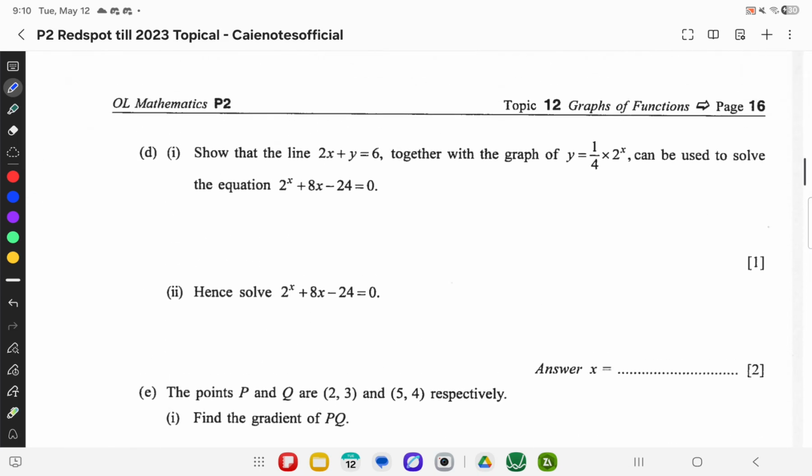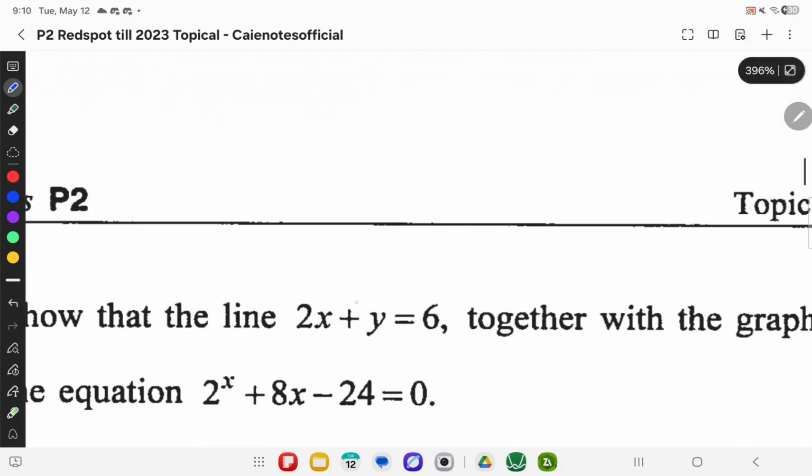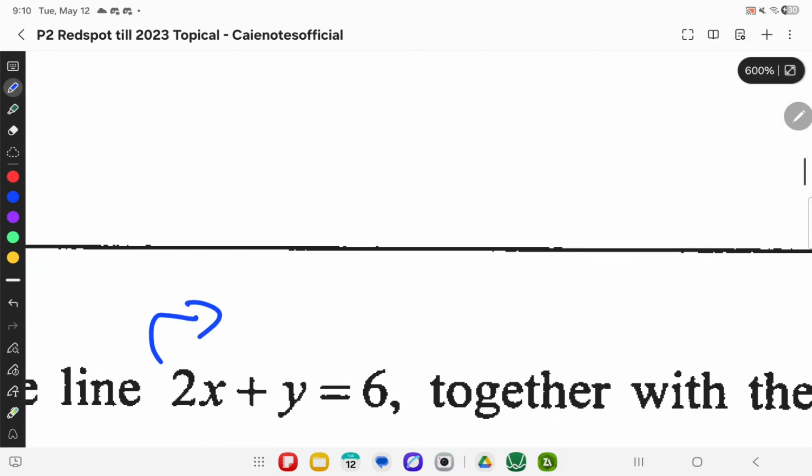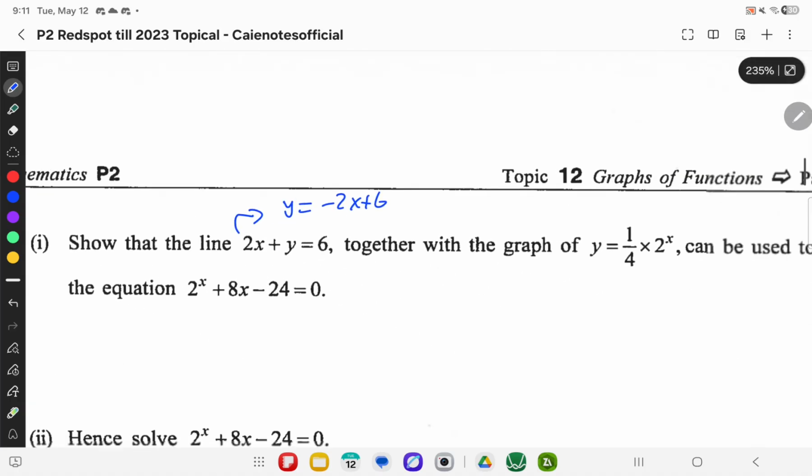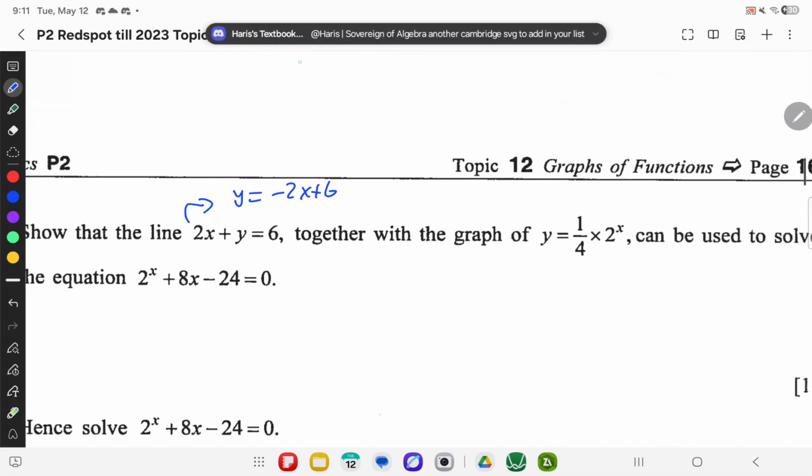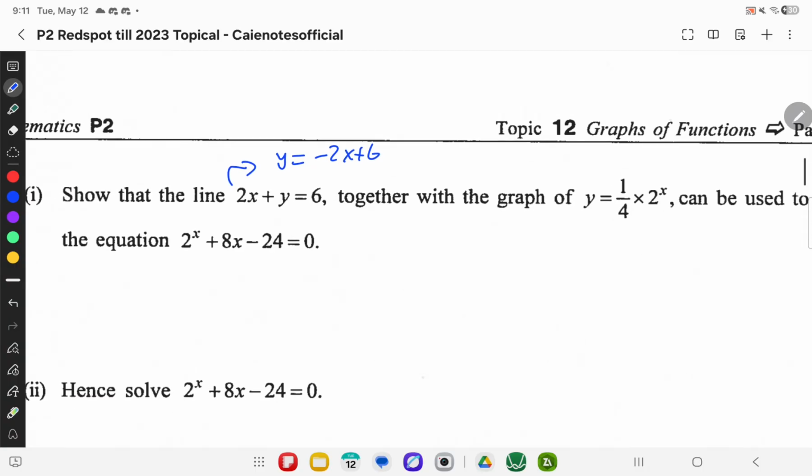Show that the line 2x plus y is equal to 6, together with the graph of this, can be used to solve the equation this. Scary? No, it isn't. We know this will be y is equal to negative 2x plus 6, together with the graph of this can be used to solve this. Meaning we have to equate these two together, solve them, and just rearrange it to get this.